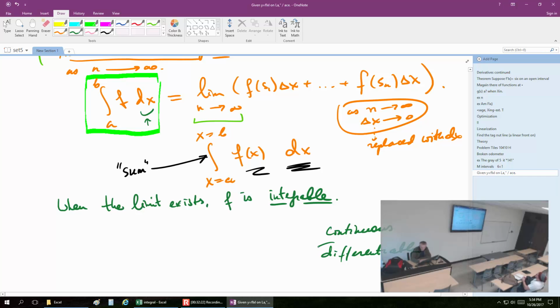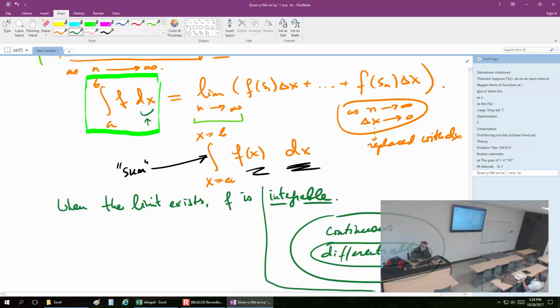So this is how I would put it, like this. These are differentiable, and then the continuous. There are more continuous functions like this. So continuous functions include differentiable ones. Now the good news is that integrable is even bigger. So like this.